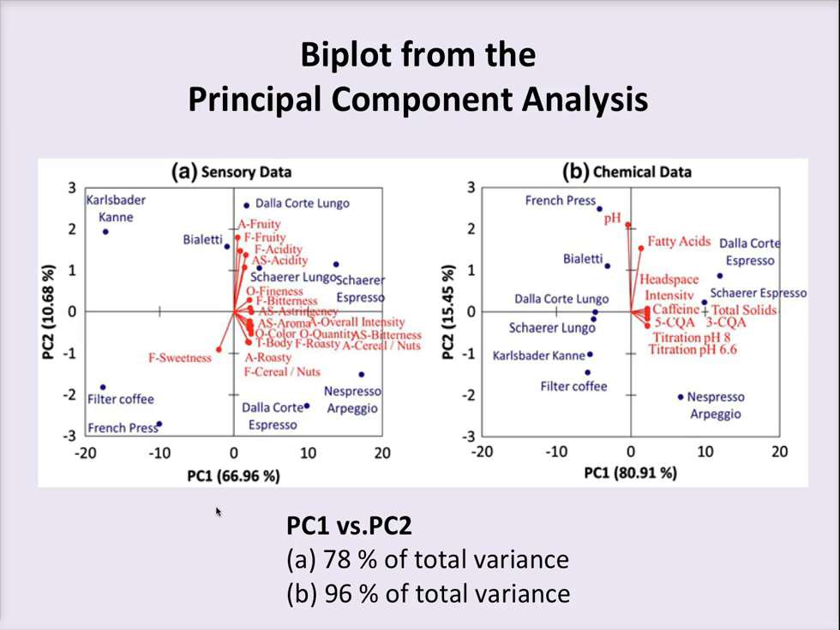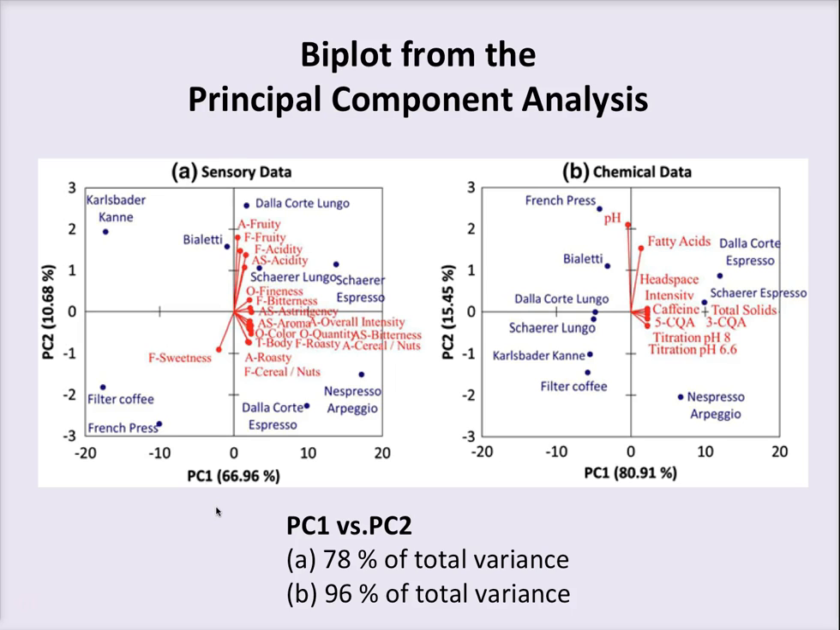So when they did a plot, this was using principal component analysis, and I'll come back to this in a little bit more detail in a lecture later on in the trimester, without getting into too much of the statistics. It's just a very good way of looking for underlying patterns. And when you look at the sensory data on the left and the chemical data on the right, and they were two different principal component analysis plots, PC1 and PC2.